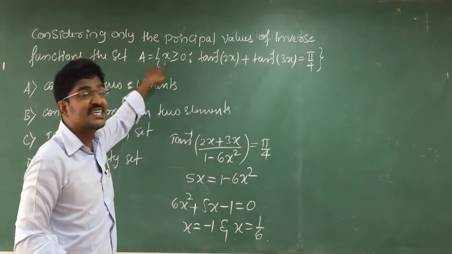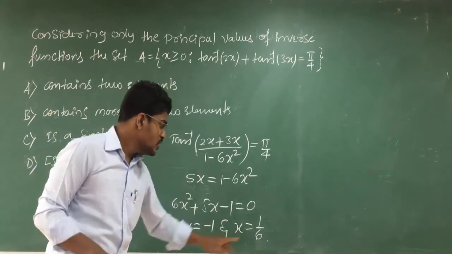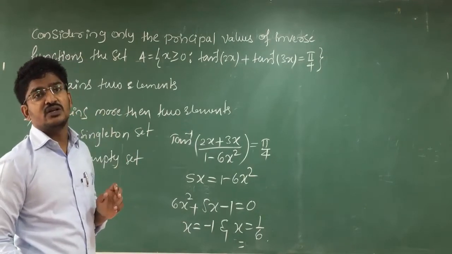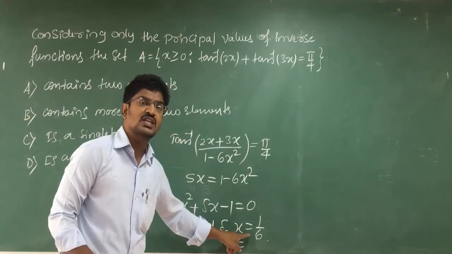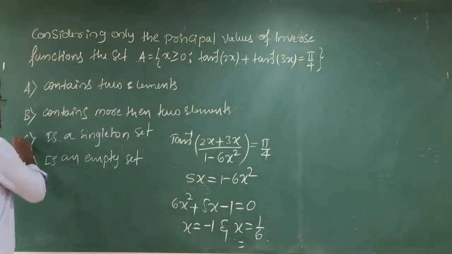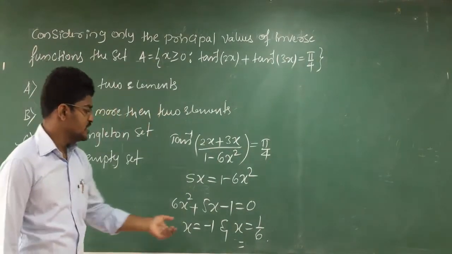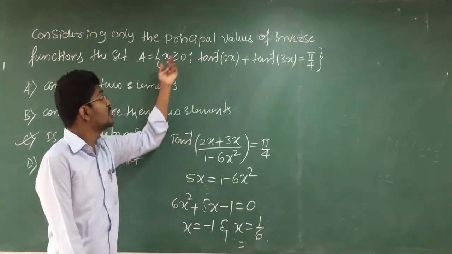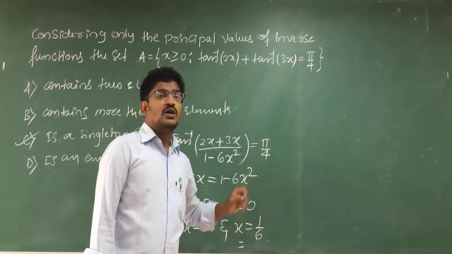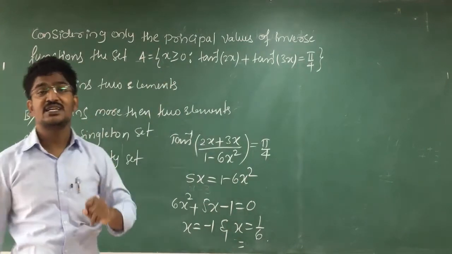See here, in this set I can take only the values of x greater than or equal to 0. So in these 2, x equal to 1 by 6 is the only value which is greater than or equal to 0. In these 2, you are going to get only this element in this set. Therefore it is a singleton set. Clear students? Because in these 2 values you have only one value which is greater than or equal to 0, that is 1 by 6. So x value will be 1 by 6. In this set you are going to have only one element, that is called a singleton set.